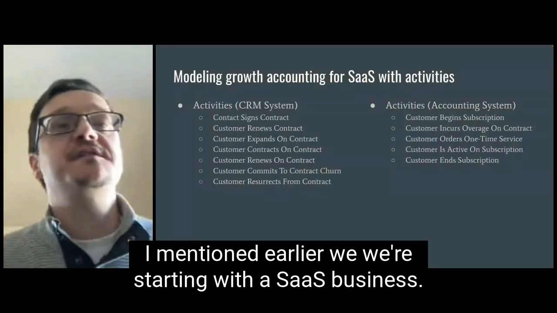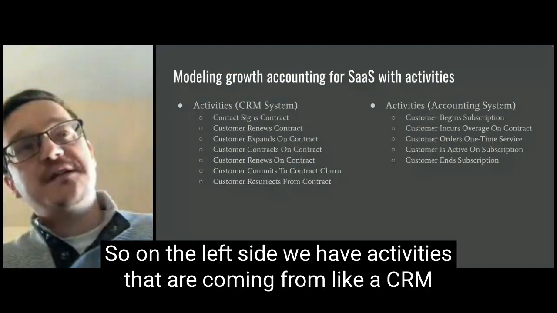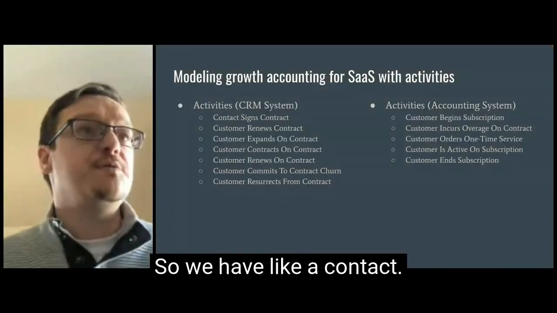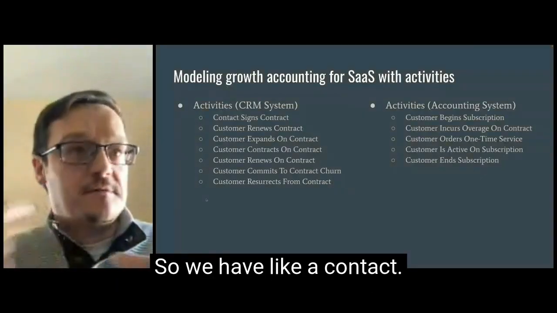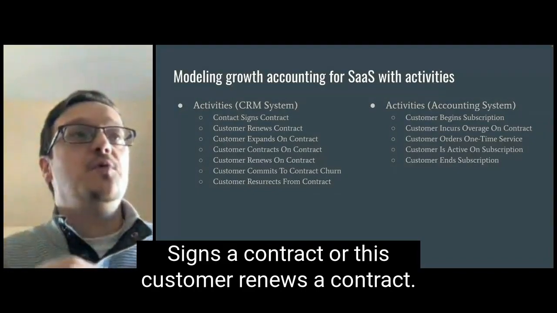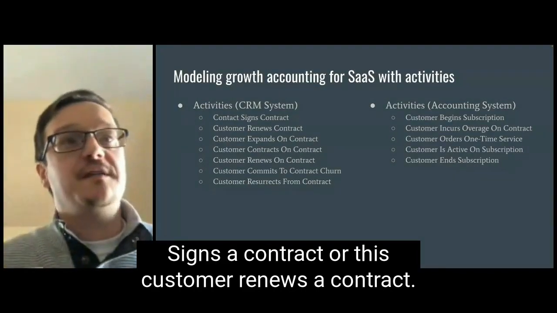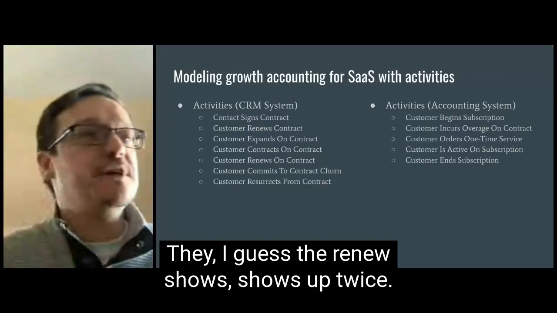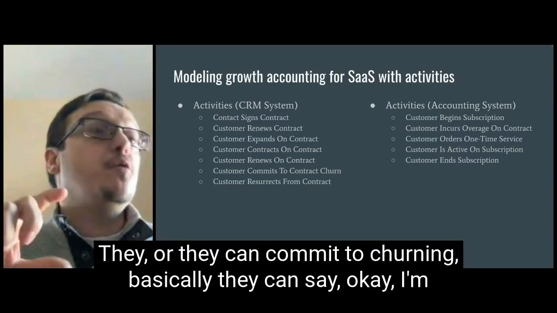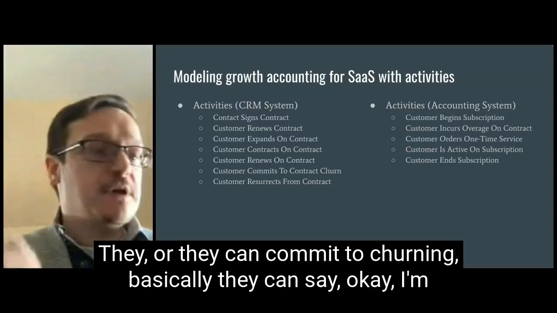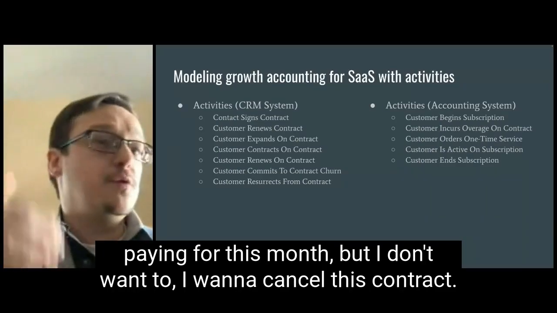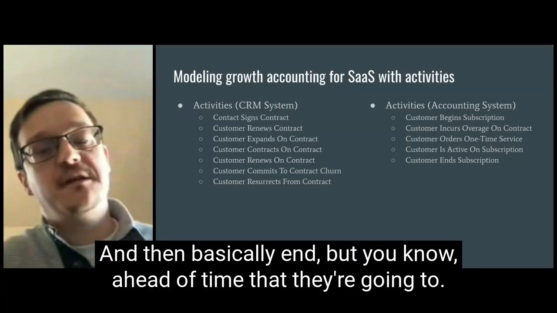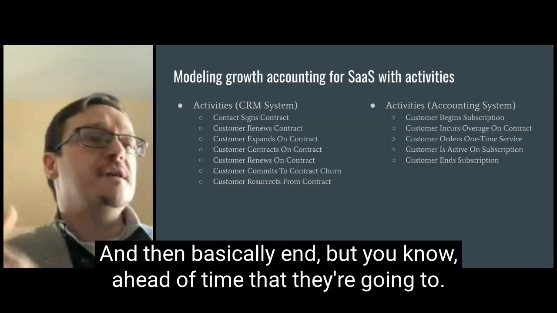We're starting with the SaaS business. On the left side, we have activities that are coming from a CRM system, like Salesforce or HubSpot or one of these systems. So we have a contact signs a contract, or this customer renews a contract, they expand or contract on the contract. I guess the renew shows up twice. That's my bad. They can commit to churning. Basically, they can say, okay, I'm paying for this month, but I want to cancel this contract. So the contract will run till the end of that period and then end. But you know ahead of time that they are going to churn.